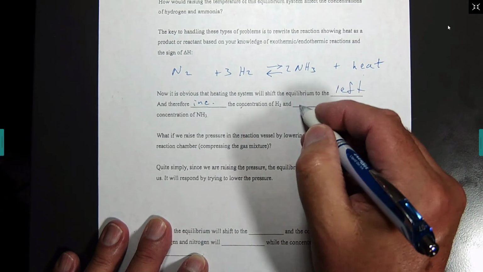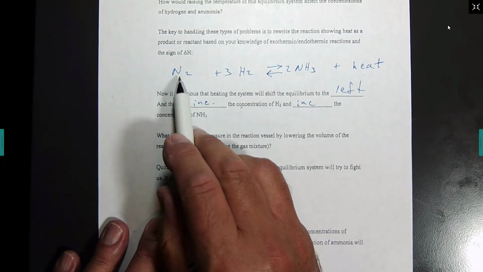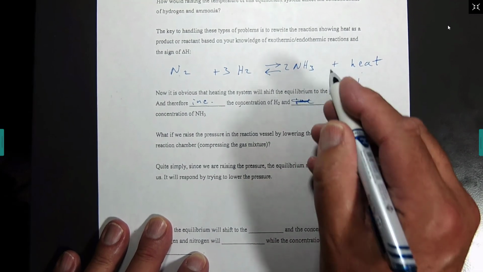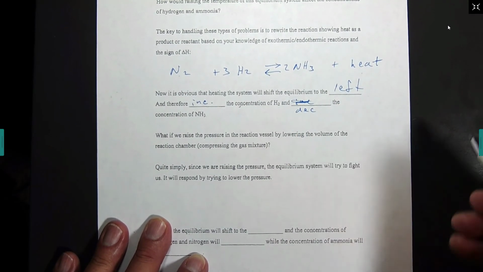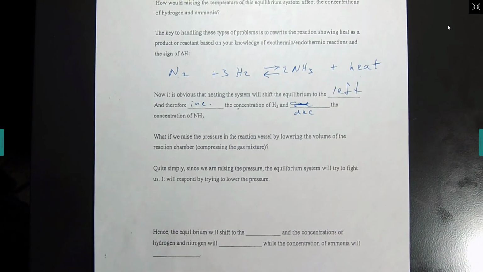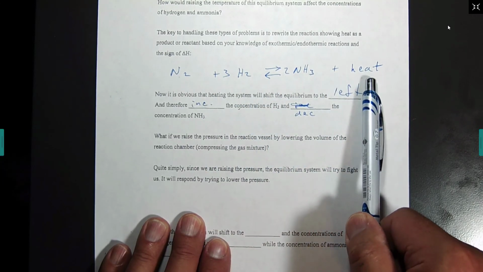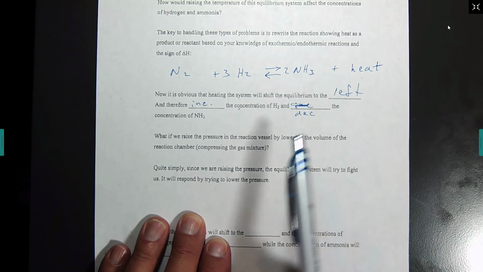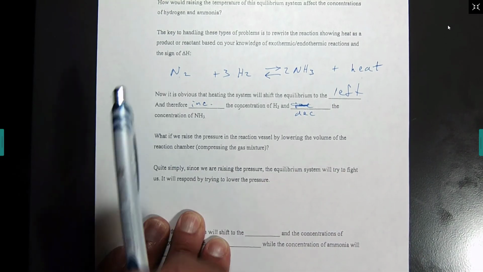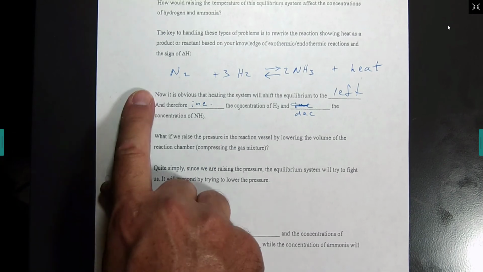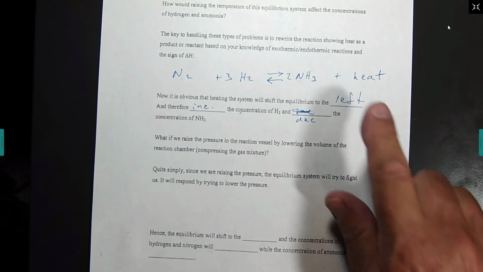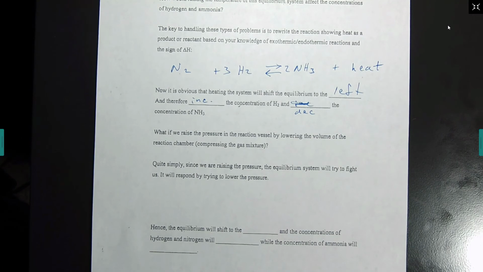And it will also decrease the concentration of ammonia. So anytime you have a problem where it's talking about heating or cooling the system, rewrite the reaction showing heat as either a product, or if it's an endothermic reaction, heat's a reactant. You will have reactions where heat is a reactant. This particular one, heat is a product.